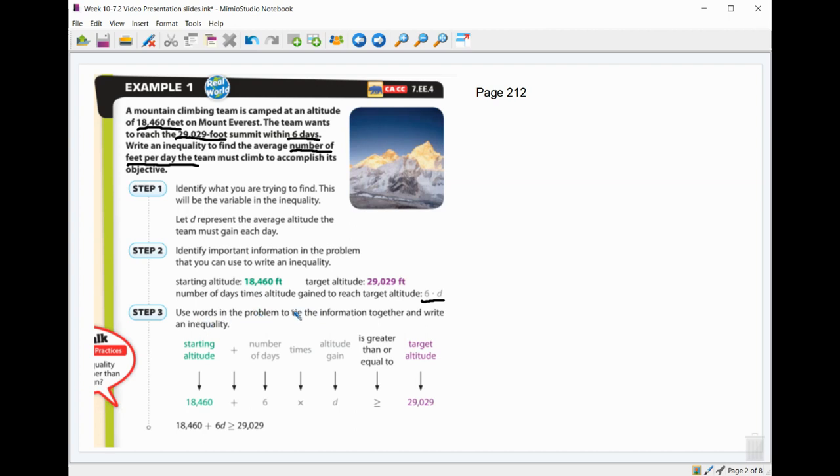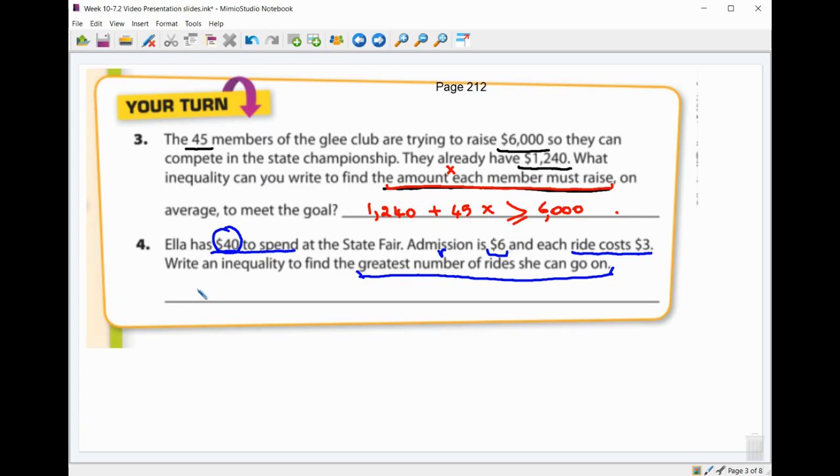Now it says use words in the problem to tie the information together and write the inequality. Step three says basically build your inequality. Let's go ahead and go to the building part. She needs to pay $6 first for admission, and she will have to pay $3 for every ride. So every time she goes on a ride, she pays $3. And then this total amount has to stay under or equal to $40 because that's the most you could spend. And here's our inequality.